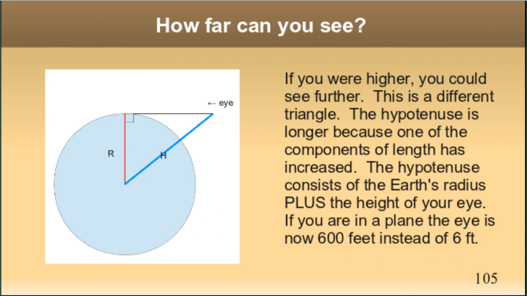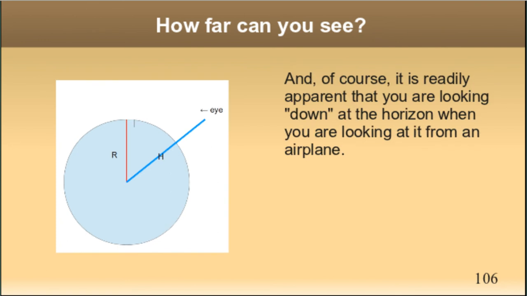This is a different triangle. The hypotenuse is longer because one of the components of length has increased. The hypotenuse consists of the Earth's radius plus the height of your eye. If you are in an airplane, the eye is now 600 feet instead of 6 feet.